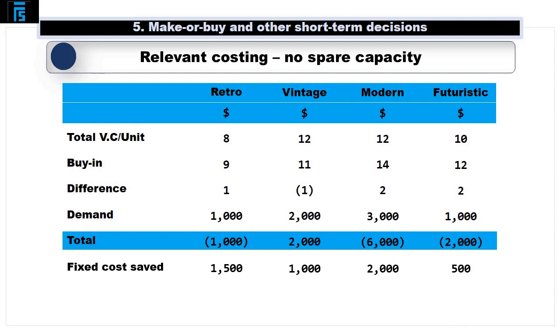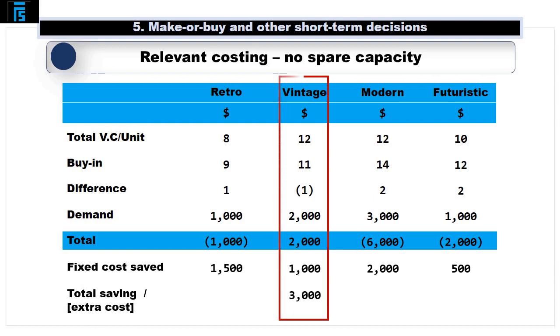We can now see that not only is it wise to buy in vintage shirts, but we should also consider buying in retro shirts, as we can make a saving of $500 based on a demand of 1,000 units. On the other hand, it costs an extra $4,000 to buy in modern shirts compared to making them, and an extra $1,500 in the case of futuristic shirts.